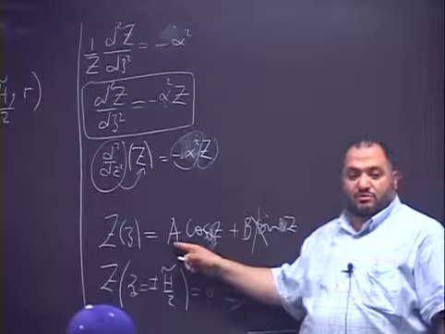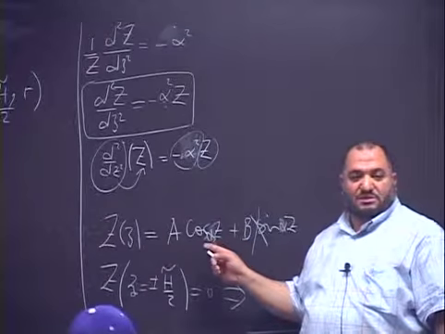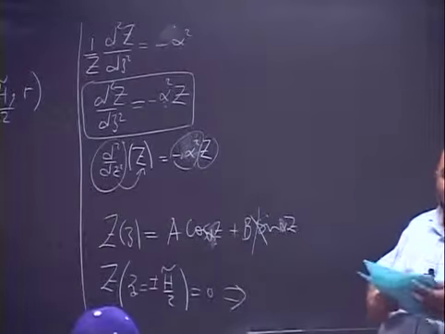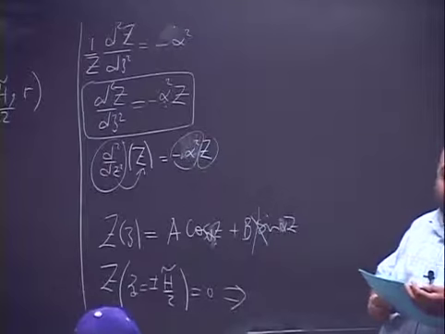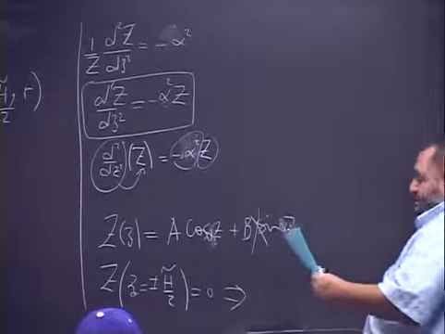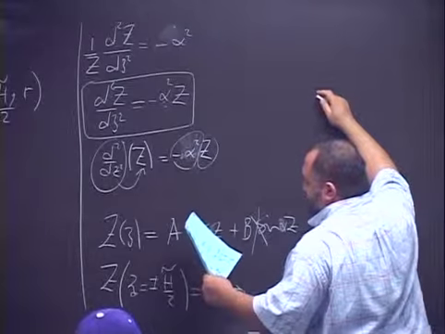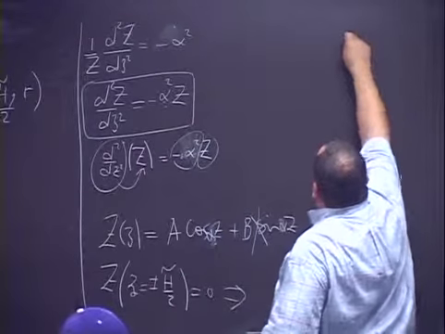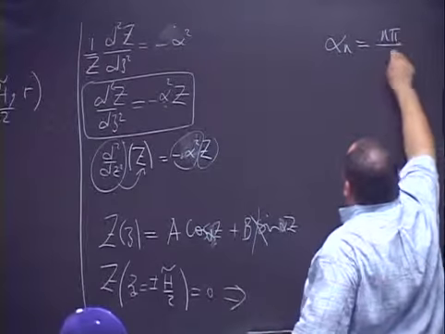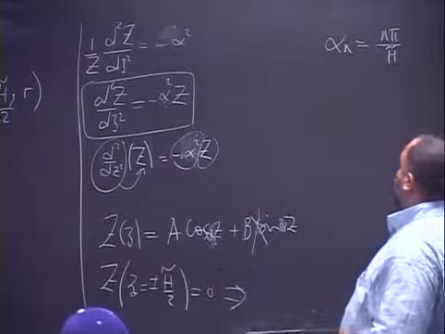Either A equal to 0, when Z equal to 0, either A equal to 0 or the cosine equal to 0. If the cosine equal to 0, this means that whatever inside is equal to what? N pi over H extrapolated. Okay, guys? So in this case, I will reach from here to alpha n is equal to N pi over H tilde. What about the other equation?